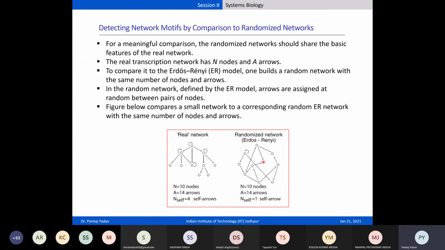If the motif is significant, then we will observe it more. In the case of a random network, it will not be that significant. So it needs to be significantly observed. Basically, what I'm saying is these motifs are statistically overrepresented in our real network.